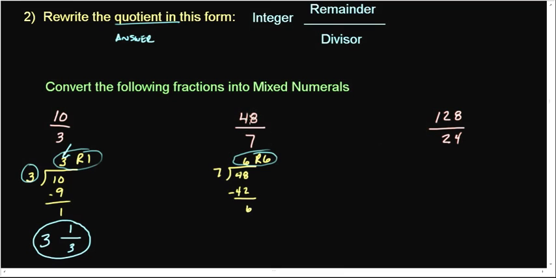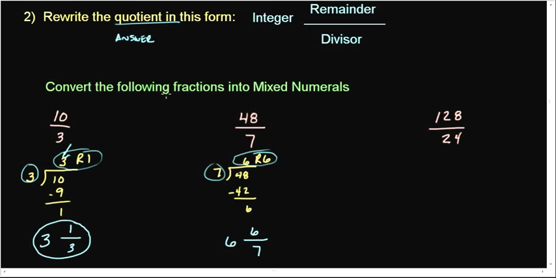If we go over here to the other fraction, let's go ahead and rewrite this one. Again, we simply take the integer from the answer and put that down. And then we take the remainder that goes on top as the new numerator. And on the bottom we put the divisor, that's 7. And so 48/7 becomes 6 and 6/7. Alright, so now we've converted those two into mixed numerals. Let's go ahead and work on this third one.